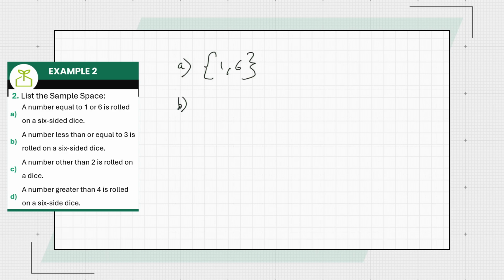B: A number less than or equal to 3 is rolled. Okay, let's think about all the numbers that are less than or equal to 3. Well, 3 is equal to 3, and everything less than that is just going to be 1 and 2.